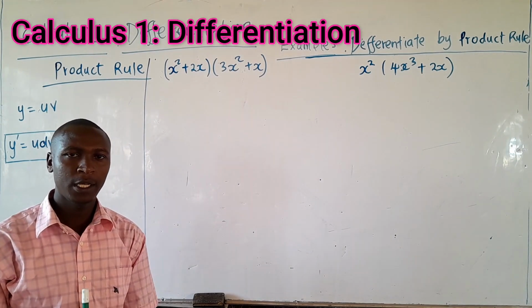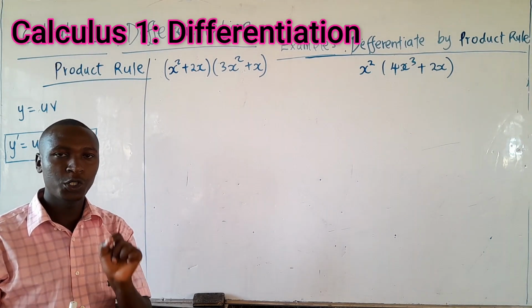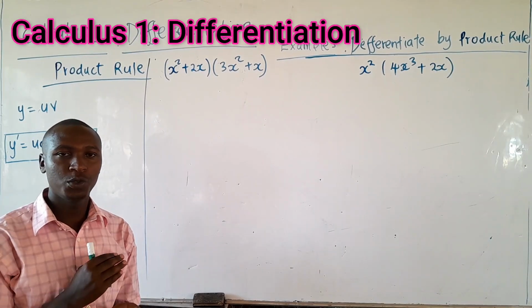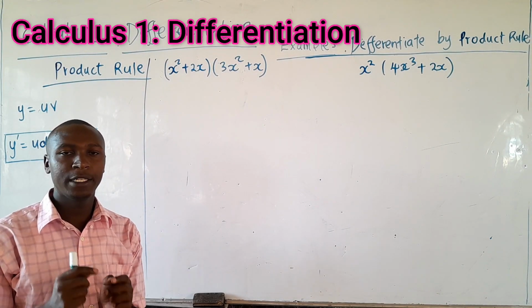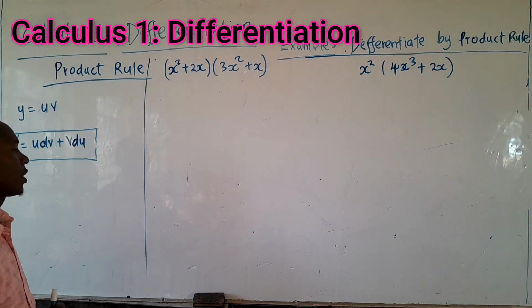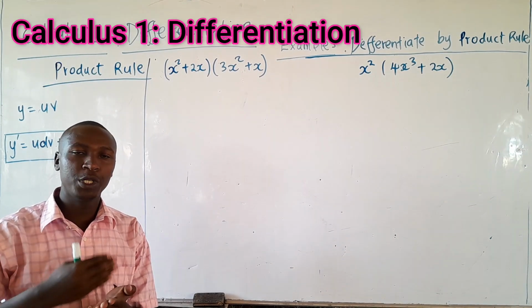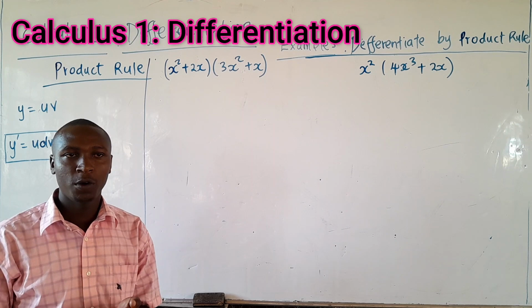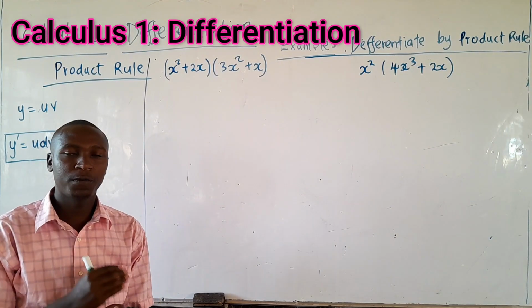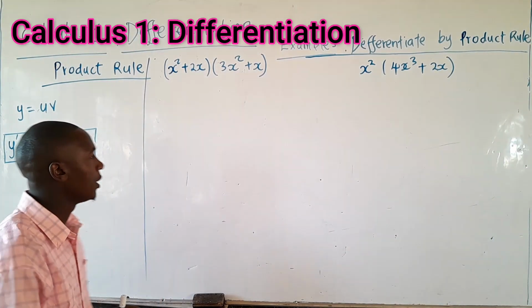Just to mention, if you want to differentiate by the product rule, then you're talking about two functions that are multiplied together. The product rule is best used when you have two functions that are multiplied. It's good to note also that you can multiply those functions and expand them so that you can use other rules of differentiation. But the best way to differentiate functions that are multiplied is by the product rule.